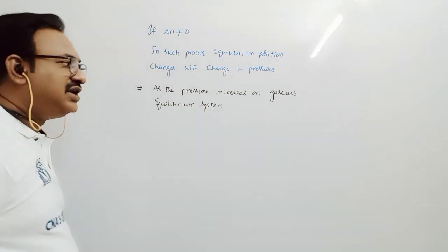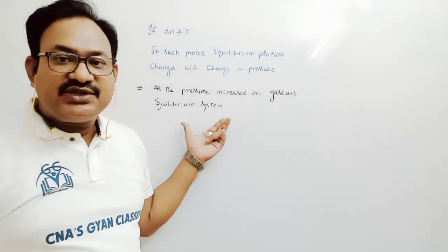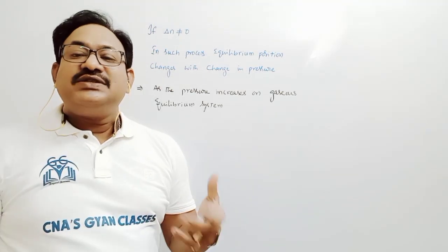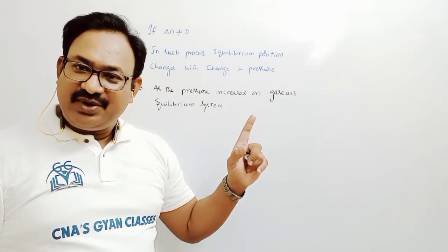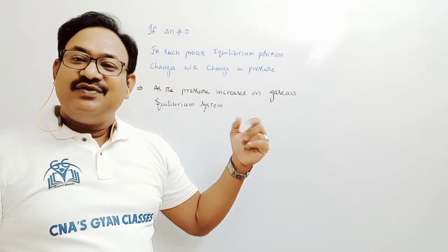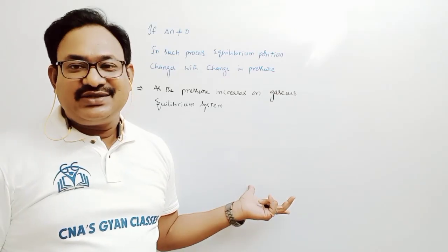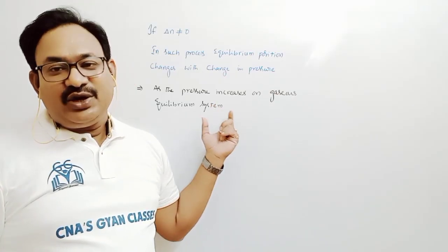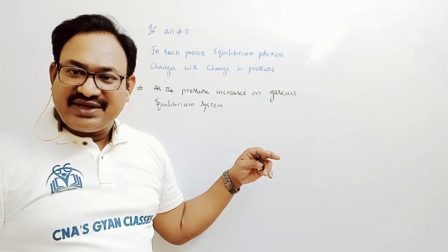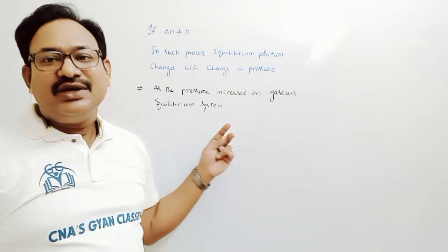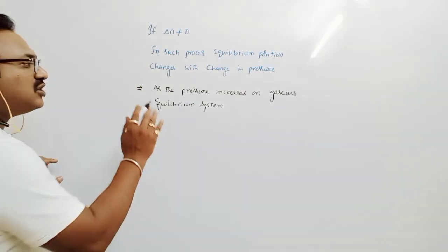As the pressure increases on a gaseous equilibrium system, what will happen to the volume? It will decrease. So the equilibrium shifts towards the side where the number of moles is less. When you increase pressure, the equilibrium shifts towards the side where volume is less, or the number of moles is less. So that is the shortest way you should remember.